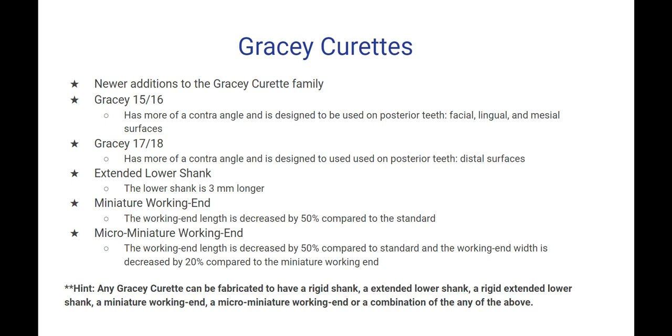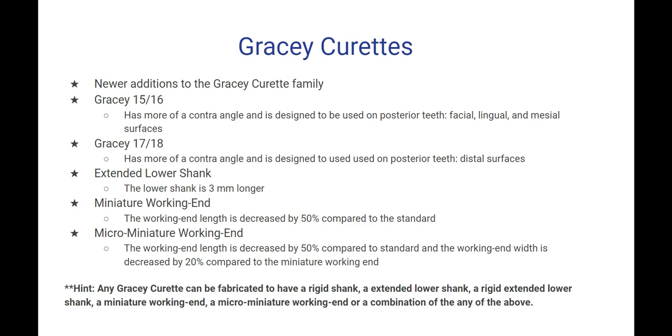The extended lower shank. The lower shank is 3 millimeters longer, allowing you to reach into deeper pockets. Miniature working end. The working end length is decreased by 50% compared to the standard. So the working end is decreased by 50%, making it much shorter.